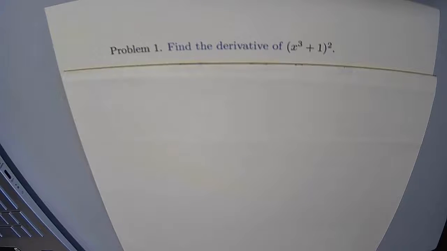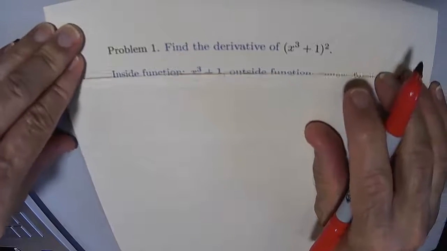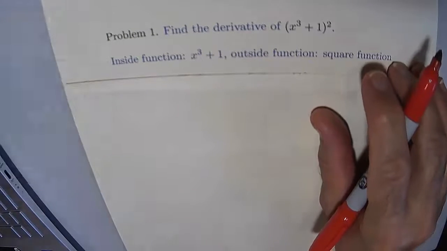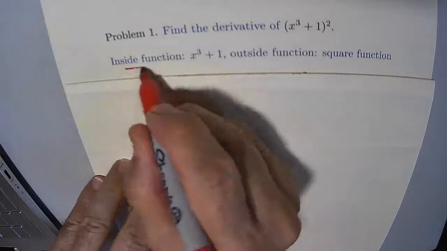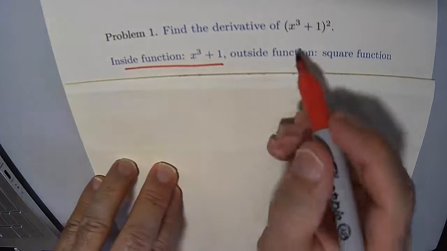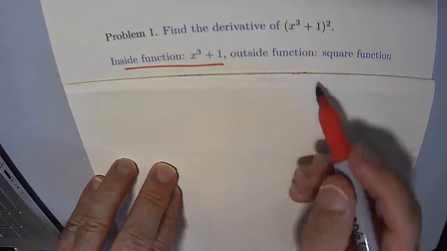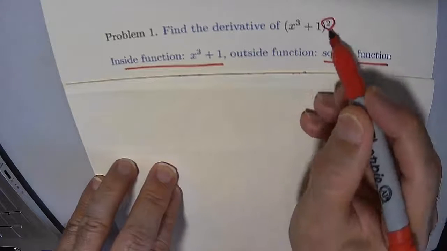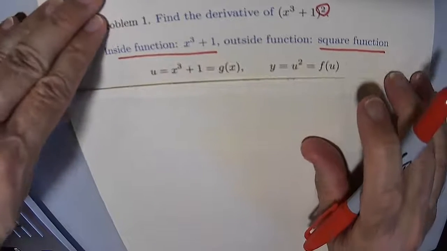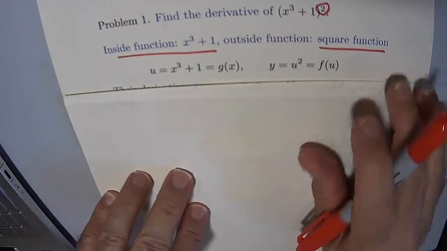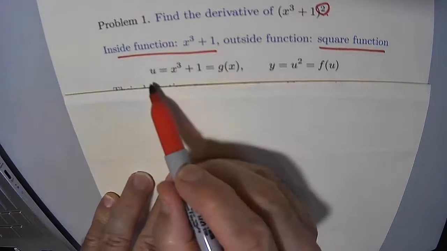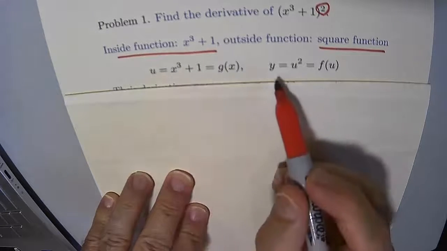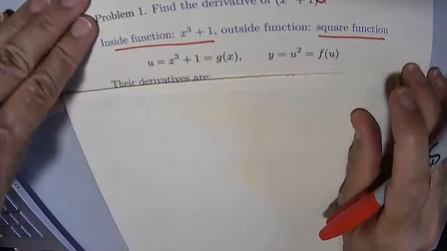We start our problem set with the derivative that we did by multiplying out. Here we have this function which we now want to take its derivative using the chain rule. I have an inside function x cubed plus 1 because that's inside the power. The outside function is just a square function. Let's write them down in the u and y notation. u is the inside function, x cubed plus 1, y the outside function, the square function.